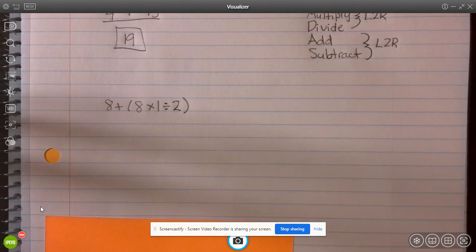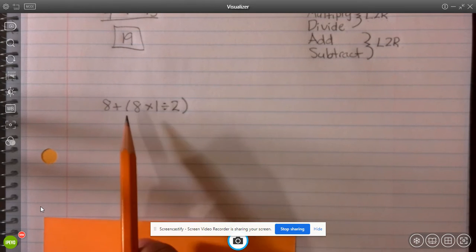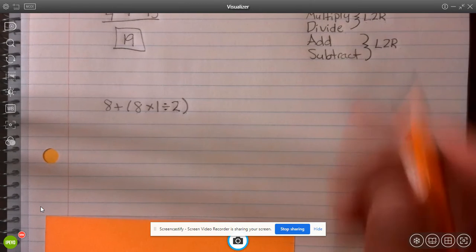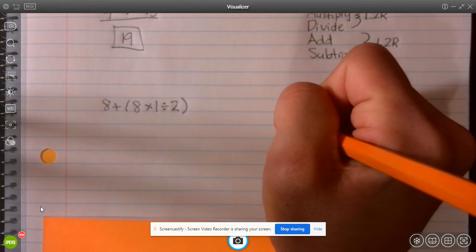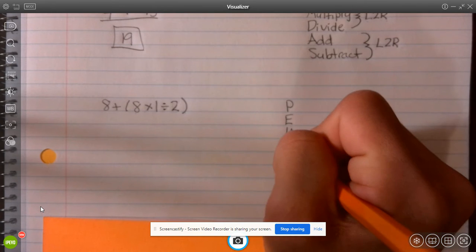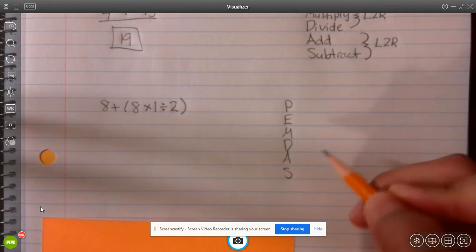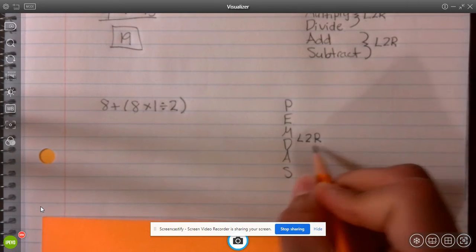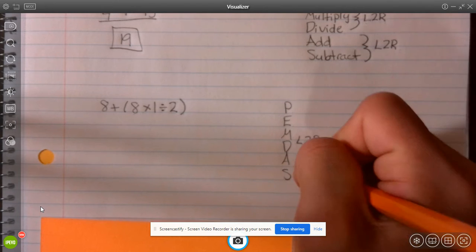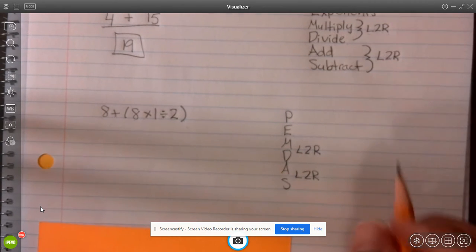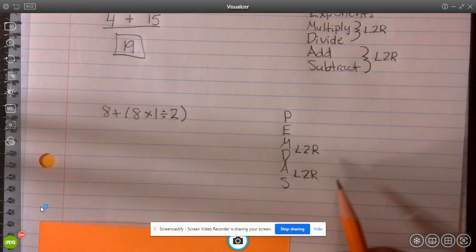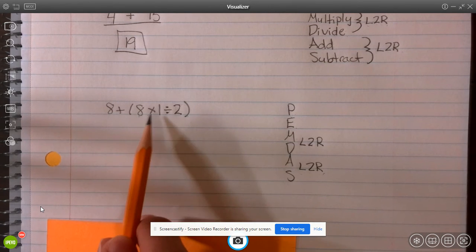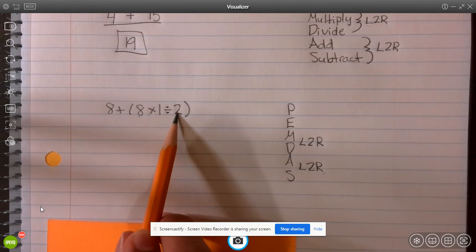Let's do another one together. We have 8 plus, in parentheses, 8 times 1 divided by 2, close parentheses. Remember your order of operations, PEMDAS. So parentheses, exponents, multiplication or division, whatever comes first, reading the problem left to right, and addition and subtraction would be your last step. So I start with parentheses. Do I have parentheses? Yes, I do. I have 8 times 1 divided by 2 in parentheses.